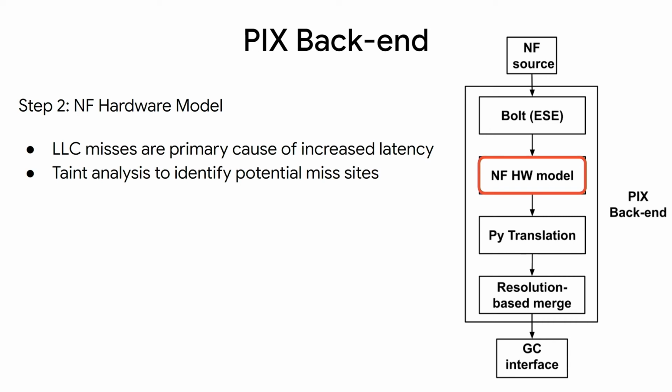It's that once you eliminate performance interference, your primary source of variability for an NF comes from the memory hierarchy. So what this step does is it utilizes state analysis to identify potential LLC miss sites. And whenever it encounters such a site, it adds a PCV saying, here's a miss and a free variable, which is called LLC miss latency, which the PIX front end then instantiates for each hardware platform.